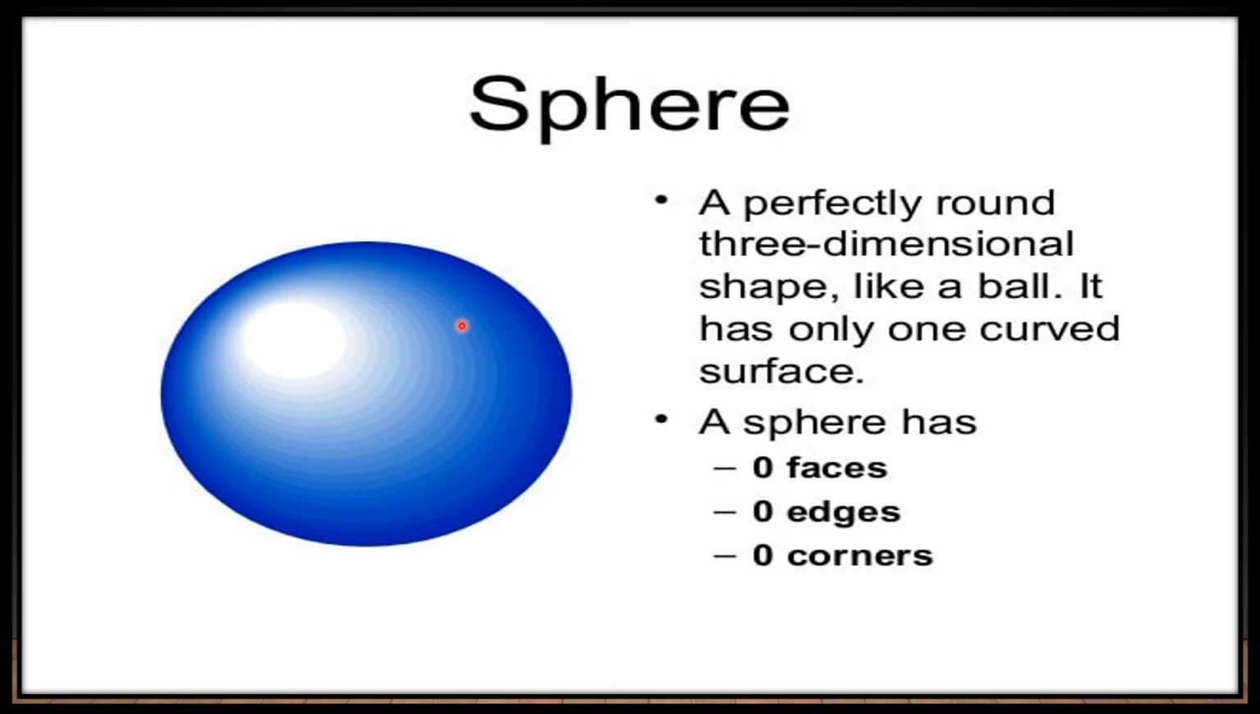Now a perfectly round three-dimensional shape like a ball, which has one curved surface, is called a sphere. And a sphere has no edges, no corners, no flat faces. So because of these properties, you cannot stop them from rolling. So you can see here, zero faces, zero edges, and no corners.